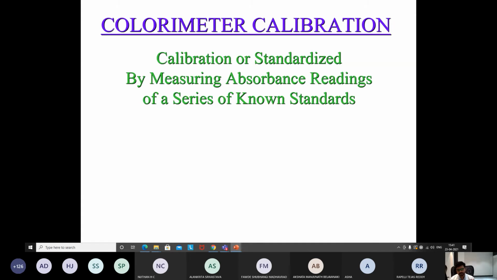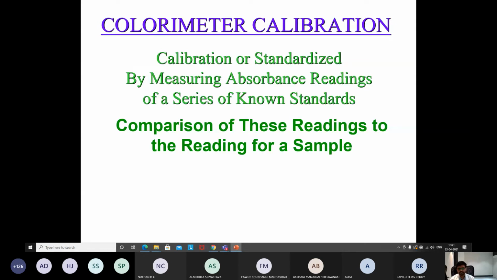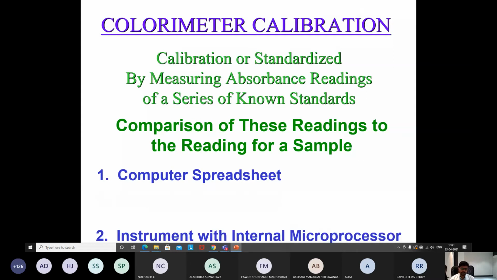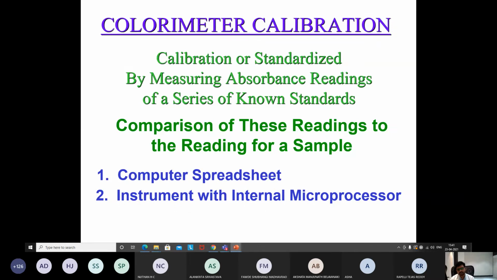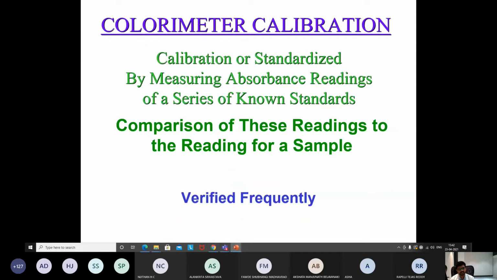Then we are going to measure the absorbance of the unknown solution where we don't know the concentration. Our aim is to know the concentration of that particular substance in that sample. So we compare these readings to the reading for the sample. We can use a computer spreadsheet, or some instruments have internal microprocessors. They will calculate all these things in the background and give you the results. Or you can plot a graph and then measure the actual concentrations.